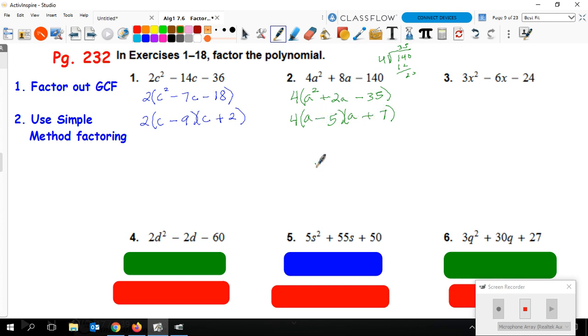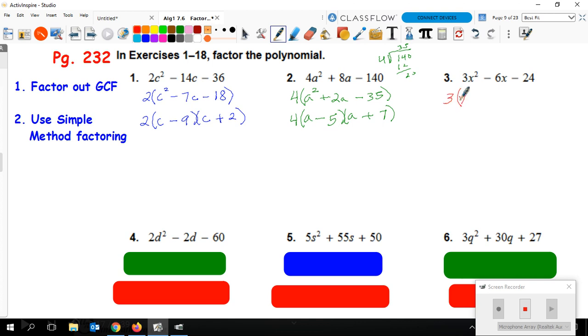Again, you can check it by outside right here, you're going to get 7a, inside's negative 5a. That will combine to give you a 2a. So there you go, there's your final answer on that one. And then number 3, we see on this one, 3, 6, and 24, we definitely know 3 goes into all numbers here, so 3 can come out.